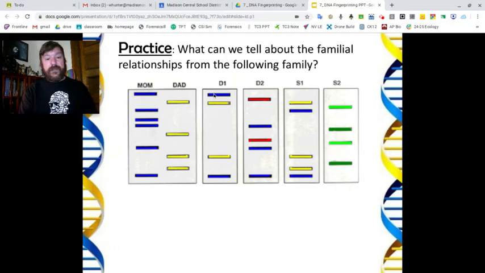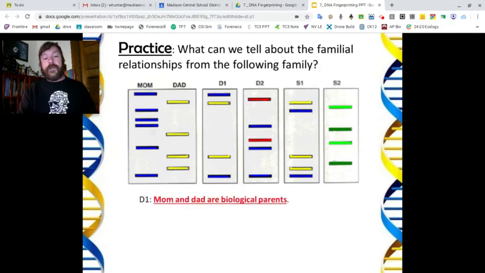Mom is definitely related to daughter 1 because they share bands, and dad is also definitely related to daughter 1. If we look at daughter 2, these red bands here do not match up to the father. So this is not his daughter, but this is the daughter of the mom in question. And son 1, again, bands match up. Okay, so son 1 is the father's child, but son 2, the bands do not match up.